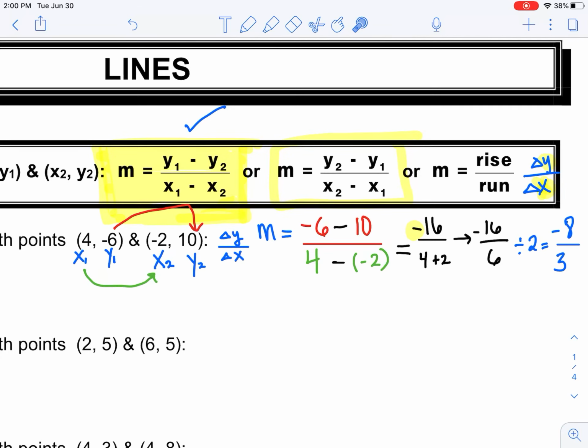All right, so here we go. For m, to find our slope, m equals, so from left to right, we put the y's on top, a -6 and a +10. And remember, the formula is to find the difference of those two. Then we're going to put the x's on the bottom, so you have 4 minus a -2.